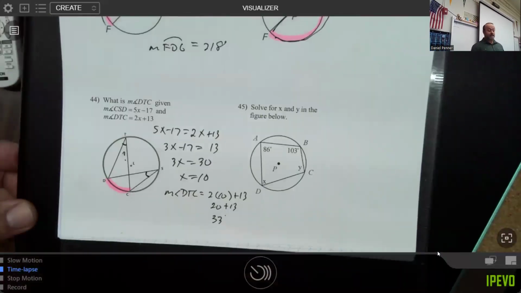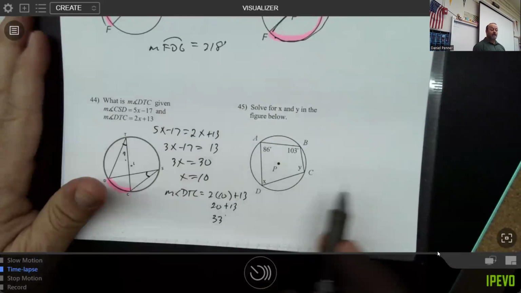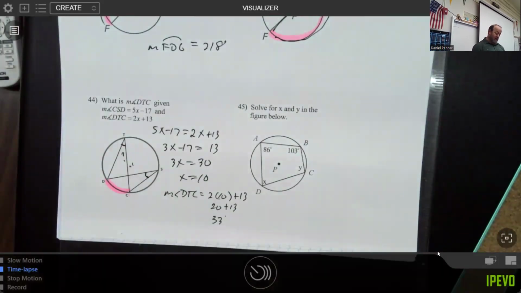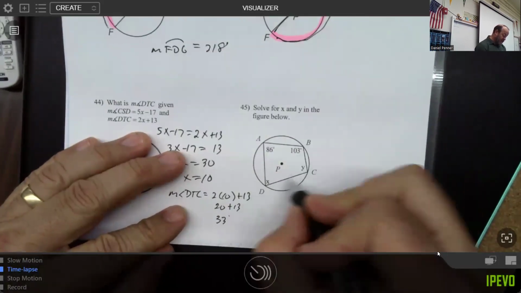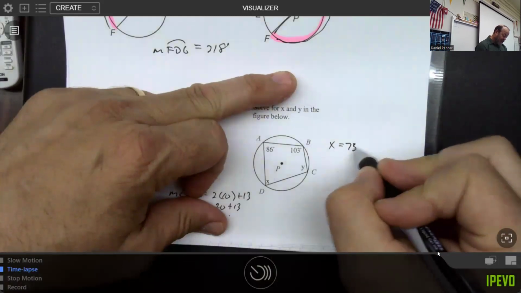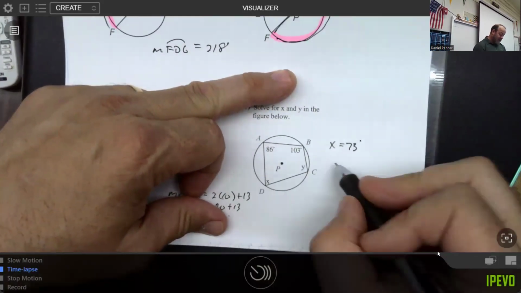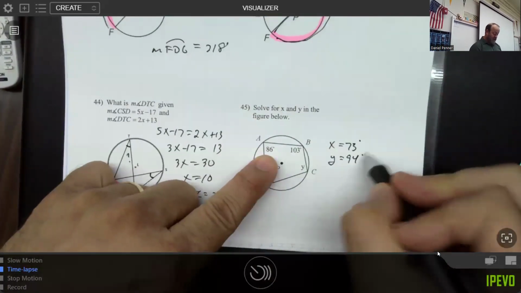And our final one, this should be a nice easy one. It's actually a problem we've seen before, quite literally, that anytime you have a quadrilateral that is inscribed inside a circle, then the opposite angles have to be supplementary, which means if B is 103, then X has to be 73. And if 86 is A, then angle C, Y is going to have to be 94 degrees.